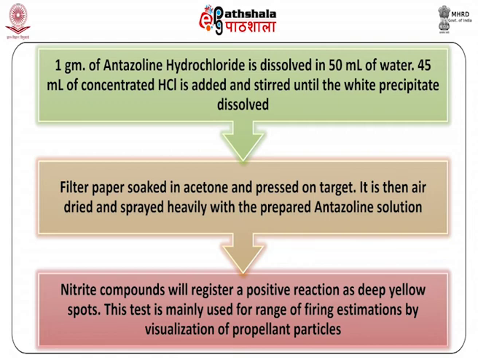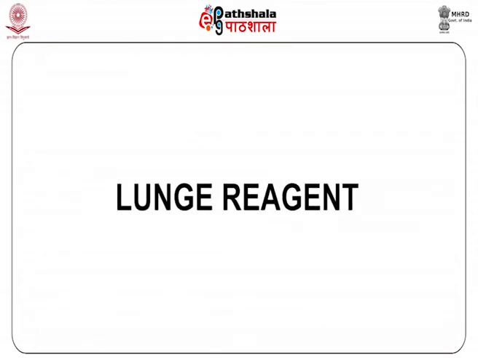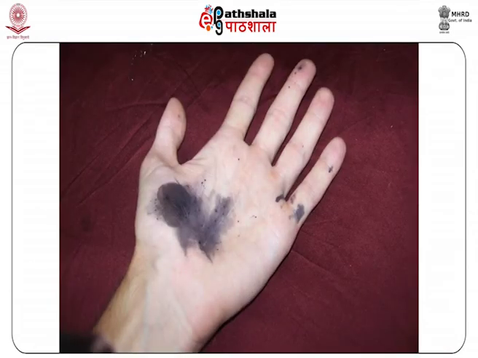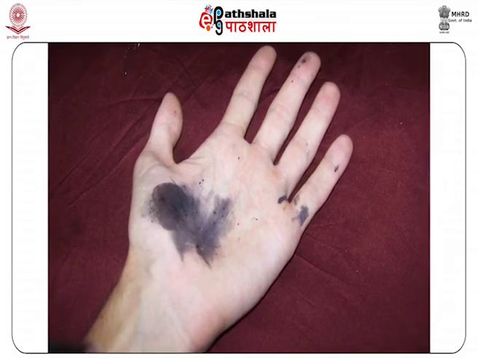Nitrite compounds will register a positive reaction as deep yellow spots. This test is mainly used for range of firing estimations by visualization of propellant particles. Lung reagent. This was the original dermal nitrite test used for the proof of firing a weapon.